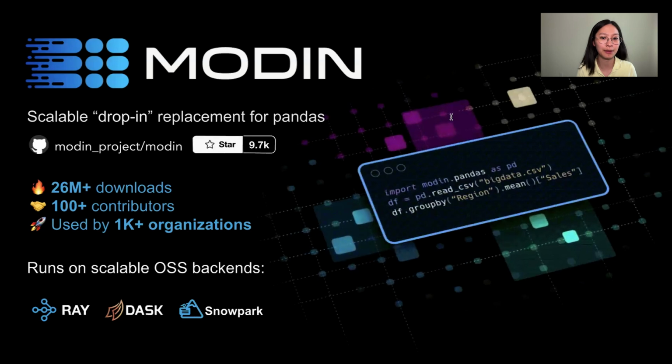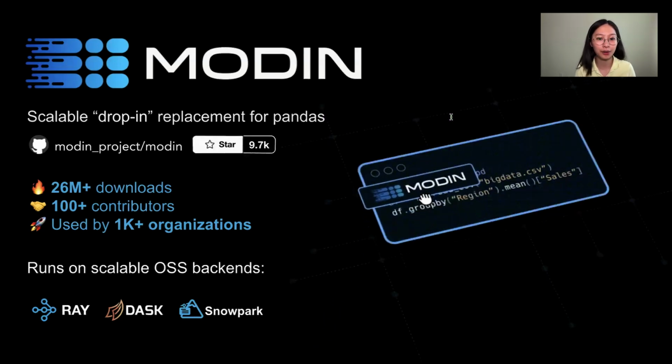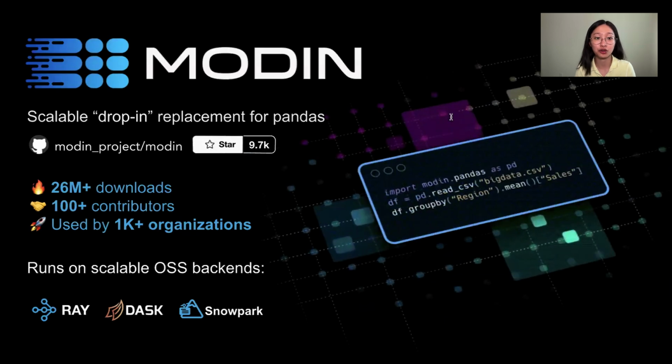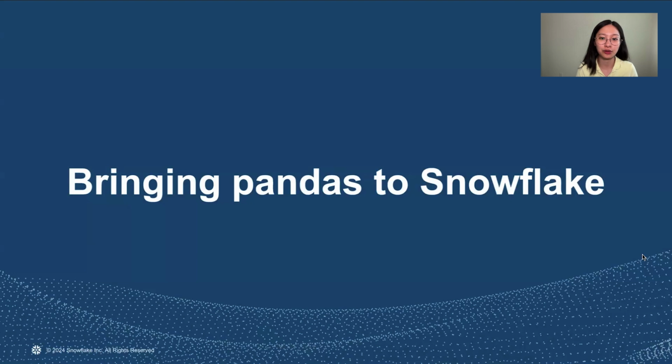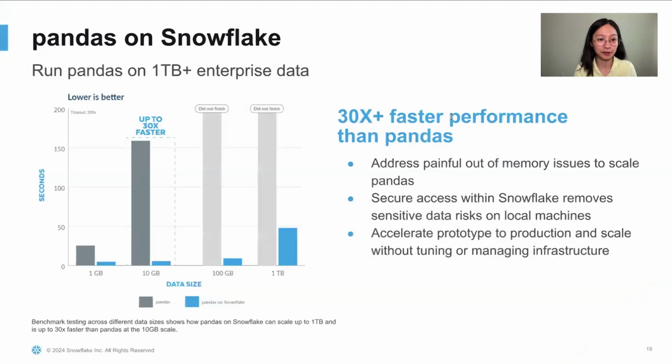And Modin is an actively maintained open source project based off of some of the research that we did at Berkeley on adapting database and distributed computing techniques to Pandas. And the Modin open source project joined the Snowflake family last year to help us scale enterprise data workloads through open standards. And from then on, we've been working to bring this first-class Pandas experience to the Snowflake Data Cloud. And so, as part of this, we recently introduced the general availability of Pandas on Snowflake.